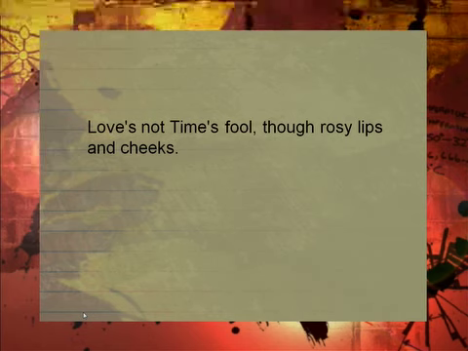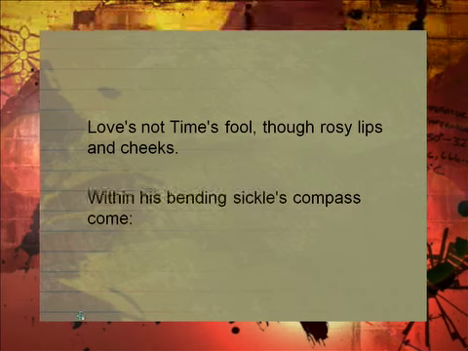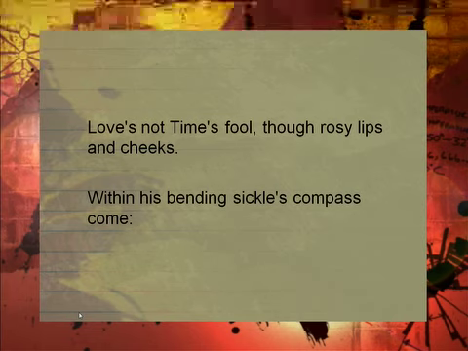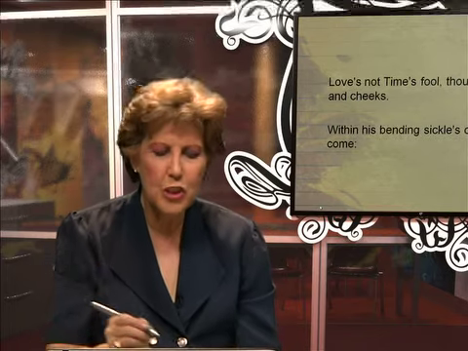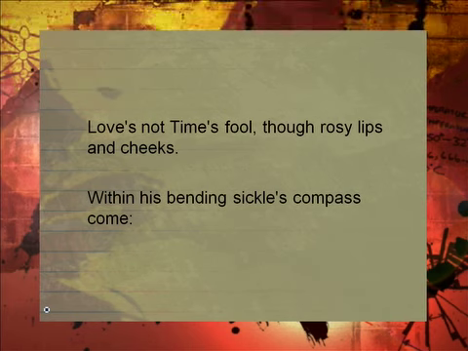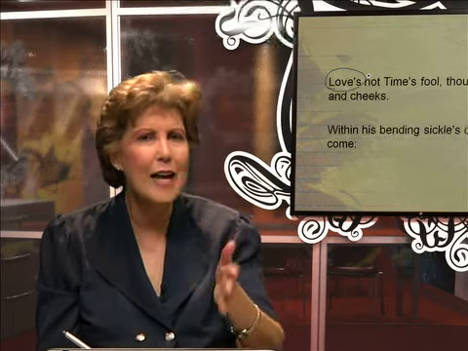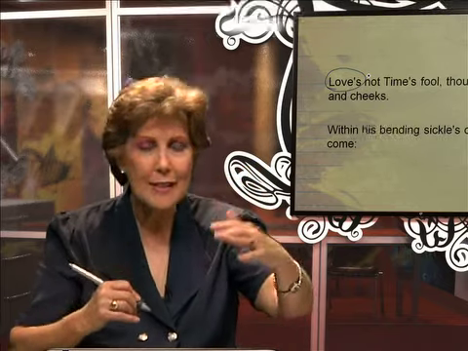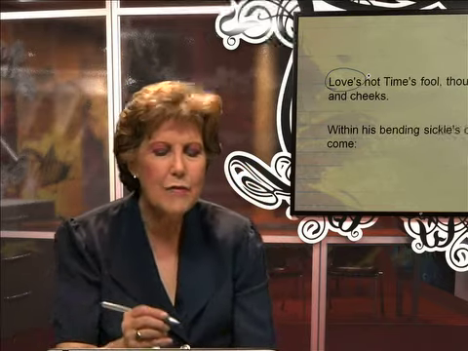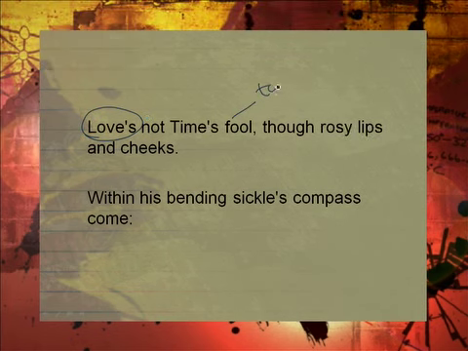Love's not time's fool, though rosy lips and cheeks, within his bending sickle's compass come. Now, these lines are part of a Shakespearean sonnet. In that sonnet, Shakespeare's talking obviously about love, and he says, love is not this, love is not this, love is this. So it's in the context of a sonnet about love. And he says, love is not time's fool. A fool is like a toy, something that you play with. Though rosy lips and cheeks within his bending sickle's compass come.